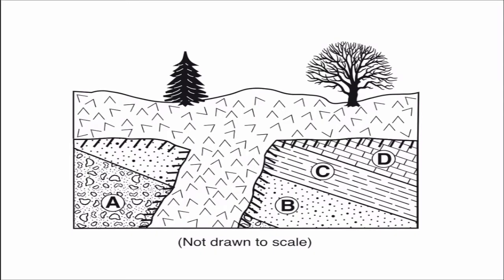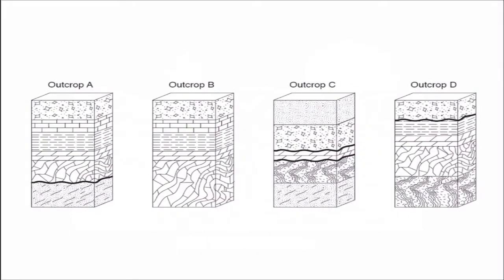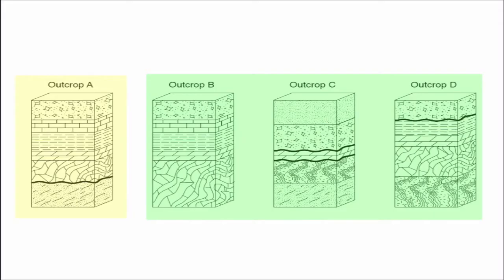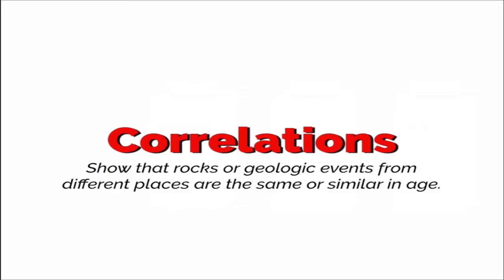Sometimes, though, even the sequence may be the same, but the layers weren't formed at the same time. To further complicate things, rock outcrops may be found separated by a wide distance. While one outcrop shows layers from a geologic period, the other outcrops represent a different time. Can we put these pieces back together to complete the story? Solving this problem involves correlating information, and that's the main idea of this video. Correlations show that rocks or geological events from different places are the same or similar in age.